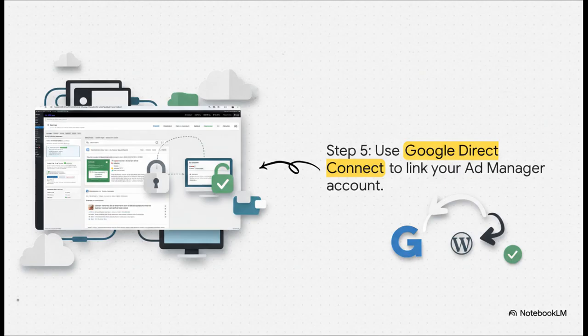Okay, and this is the last and, honestly, the most magical step. Instead of copying and pasting API keys and network codes and all that stuff, you just click the Google Direct Connect button. You approve the connection, and that's it. You're done. Your WordPress site is now talking directly to your Google Ad Manager account. The whole setup is complete.